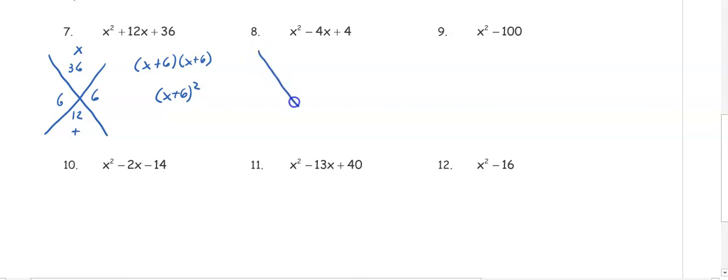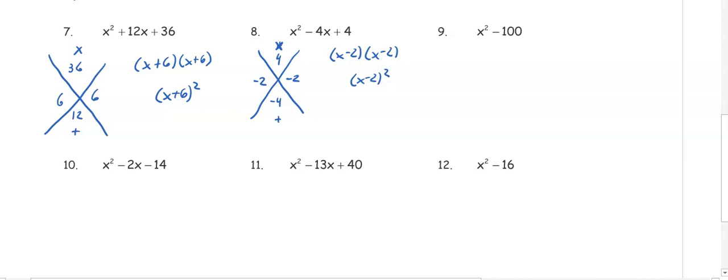In number 8, we want to multiply to positive 4 and add to negative 4. So two numbers that multiply to 4 are 2 and 2. But if I'm adding to a negative, they both have to be negative in this case. So we get negative 2 and negative 2. So x minus 2 times x minus 2, which would get us x minus 2 squared.